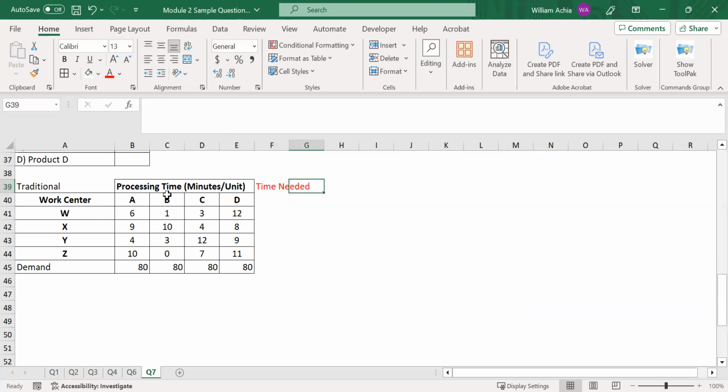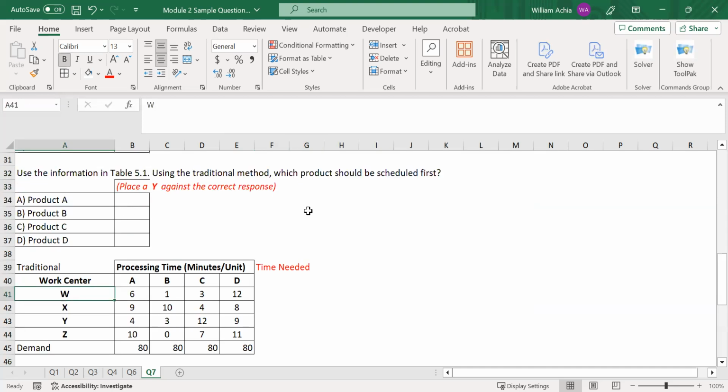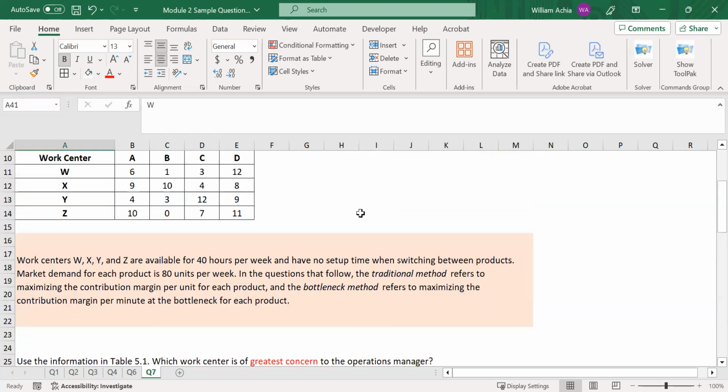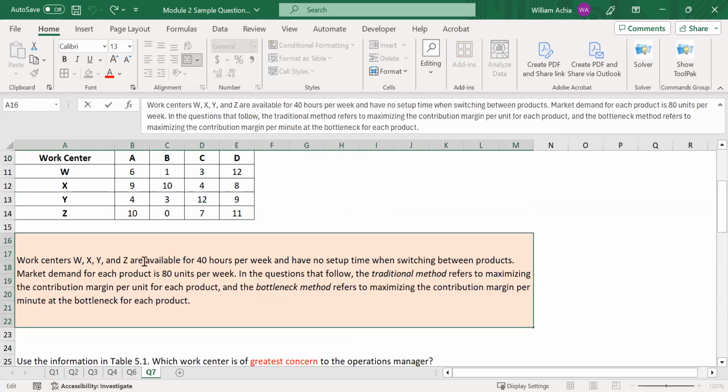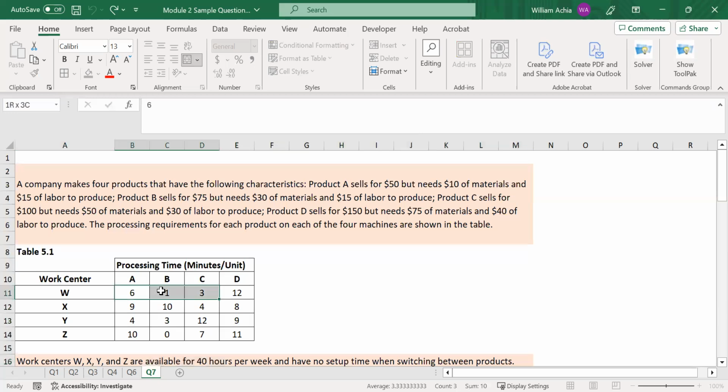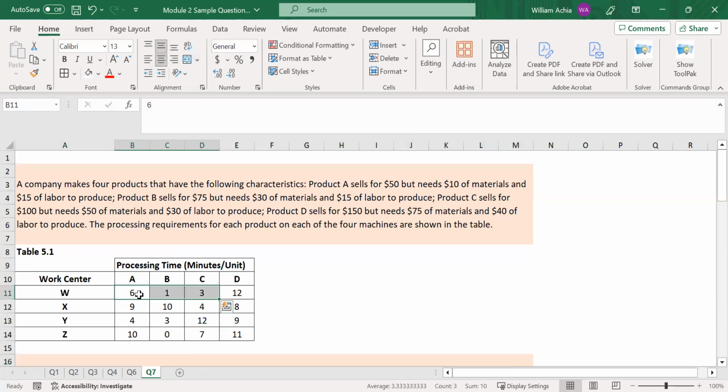So I need to know the amount of time needed to make all these products at a different workstation. And what's a unit of time that we have in this question? We're told that they have 40 hours available each week. So we have 40 hours available, and we've been told how many minutes it takes to make product A at workstation W, and so on and so forth.